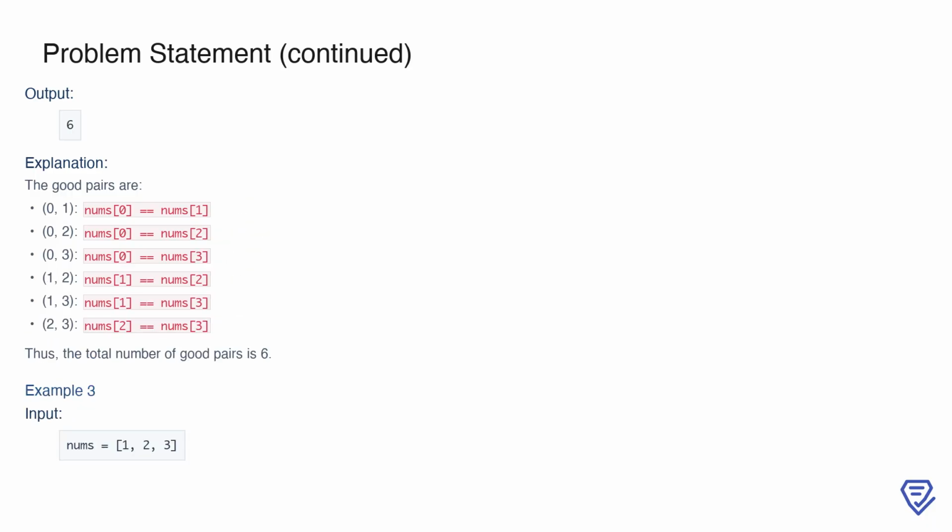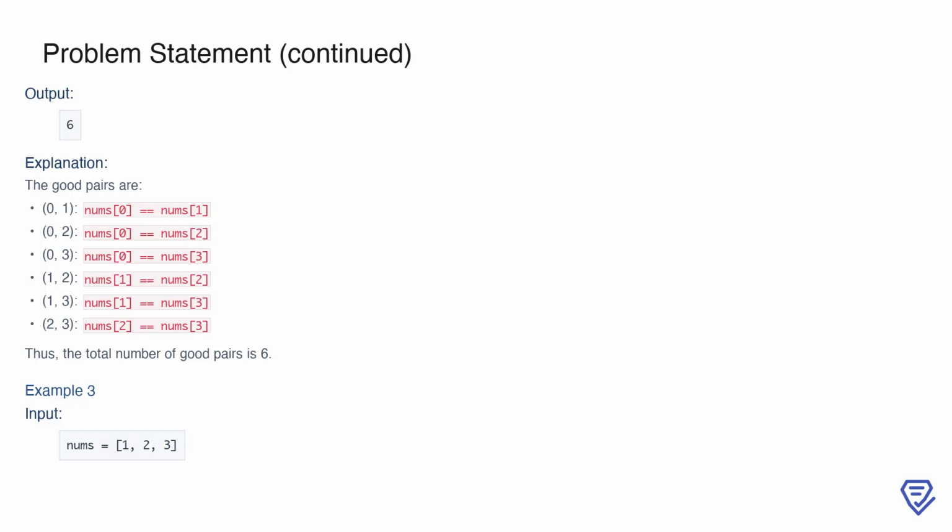Now, take the second example where the input array is nums equals [1, 1, 1, 1]. Here, every pair of indices (i, j) where i is less than j forms a good pair, because all elements in the array are identical. The output is 6, and the good pairs are (0, 1), (0, 2), (0, 3), (1, 2), (1, 3), and (2, 3). For instance, for (0, 1), both nums[0] and nums[1] are 1 and 0 is less than 1. The same reasoning applies to all the other pairs.